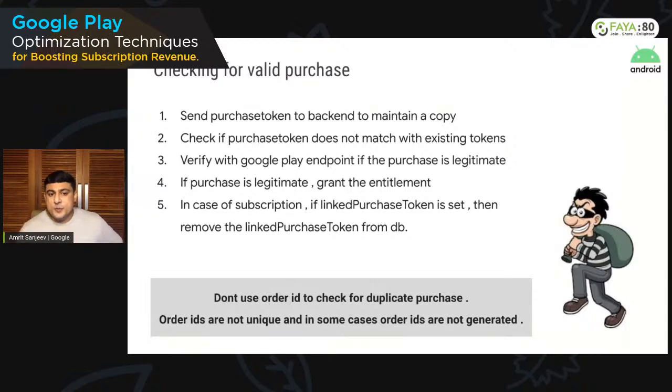So if there's a linked purchase token set, then remove the linked purchase token from your database so that nobody uses that linked purchase token to fraud you again, because all of the other conditions will be satisfied with the linked purchase token, because it is a valid purchase. It will be a valid token. So your backend will approve it, your Google Play end will approve it, and then you will actually give the entitlement to a person who is not supposed to get it. So if it is already there, don't fall for the trap and remove that linked purchase token for subscription.